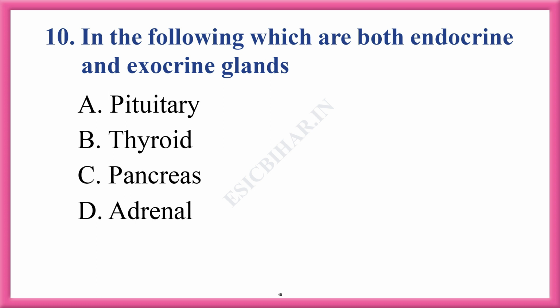Question 10. In the following which are both endocrine and exocrine glands? A. Pituitary, B. Thyroid, C. Pancreas, D. Adrenal. And the answer is C. Pancreas.